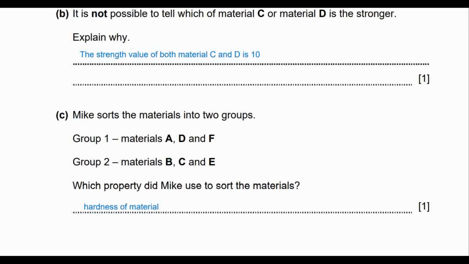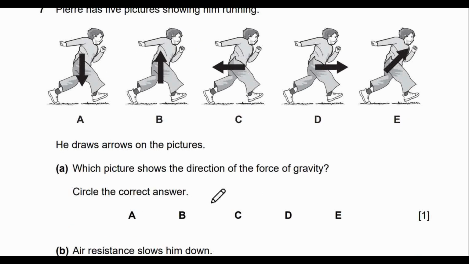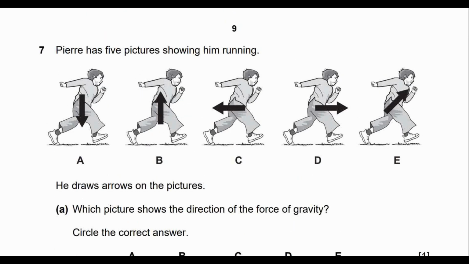Next, question 7. Pierre has 5 pictures showing him running, A, B, C, D, E. He draws arrows on the pictures. Here's the arrow. Which picture shows the direction of the force of gravity? Circle the correct answer. Gravity is the force. Gravity pulls towards the center of the earth, so it should be downwards. So the correct answer will be A.